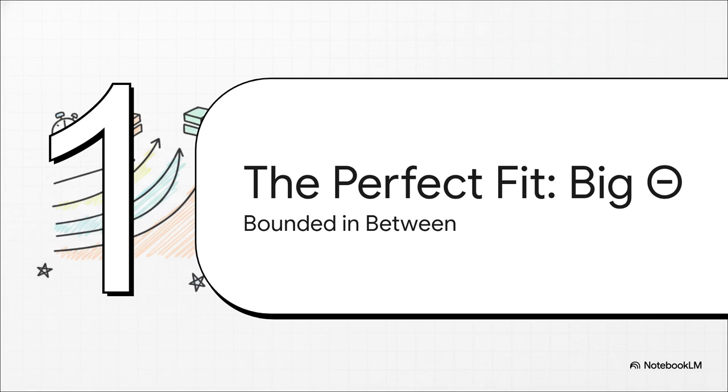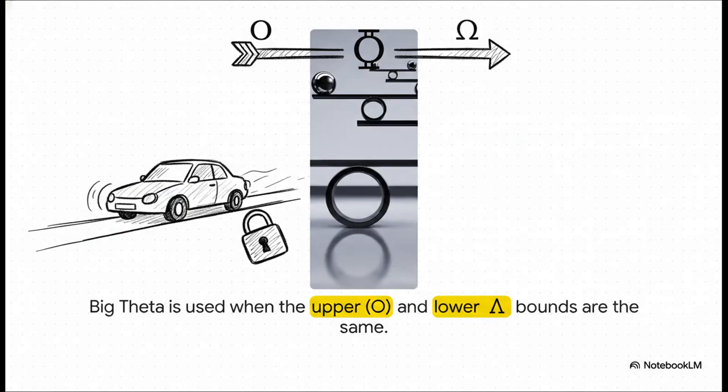So we have a ceiling with big O, and we have a floor with big omega. But what happens when that ceiling and that floor are basically the same thing? Well, that's when we can use the most precise measurement of all, big theta. My favorite analogy for big theta is setting your car on cruise control. You're not going faster, you're not going slower, your speed is locked in. When an algorithm's worst-case performance, its big O, and its best-case performance, its big omega, have the same rate of growth, we use big theta to say its performance is tightly bound.